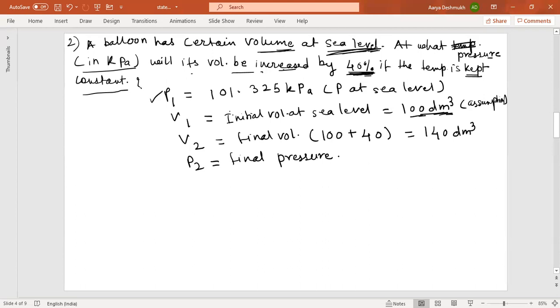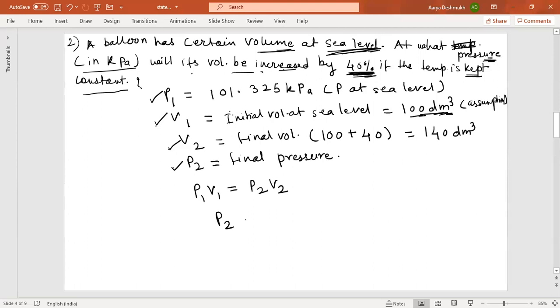So first we decided the pressure at sea level. Then initial volume at sea level, it is not given. So we assume it as 100 because the increase is by 40%. So if it is increased, that will be 100 plus 40, that is 140 dm cube. So we need to find out the final pressure, because it is asked at what pressure will it be increased by 40%. Again the same, rest of the things become easier once you decide it correctly. What is P1, V1, P2 and V2 and what is needed to be calculated.